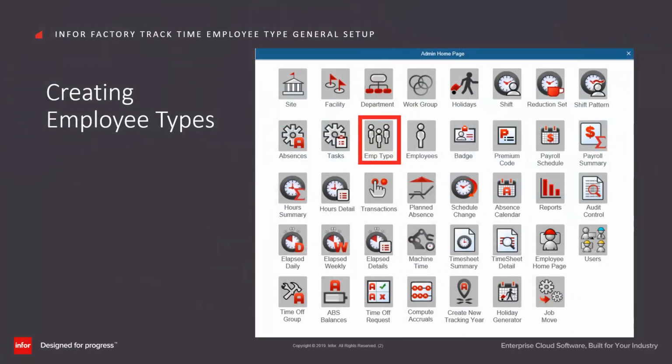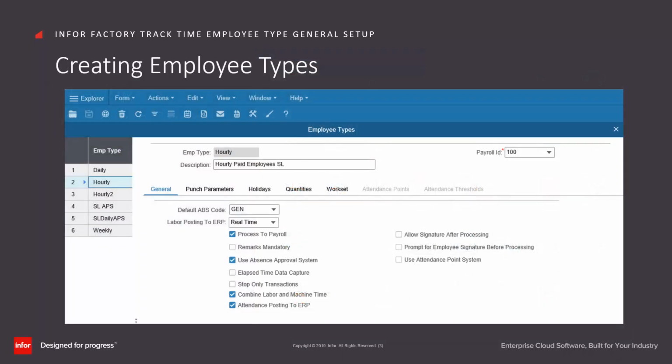To configure the employee type, select the employee type from the administrator homepage. The General tab defines whether attendance and labour will be captured via elapsed time or clock time. Some employee type parameters are not relevant for elapsed time employees. These include the default, absence code, and stop-only transactions. Additionally, the parameters on the punch parameter and work set tabs are not applicable to employees in elapsed time data capture employee types.